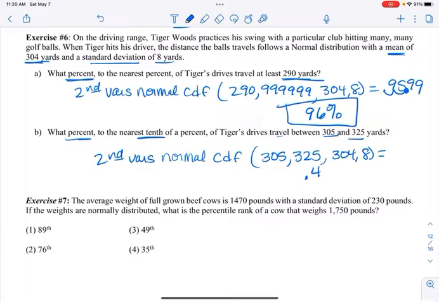That gives me 0.445929. Move my decimal over 2 places. Now I want this to the nearest tenth, so that's going to be 44.6%.